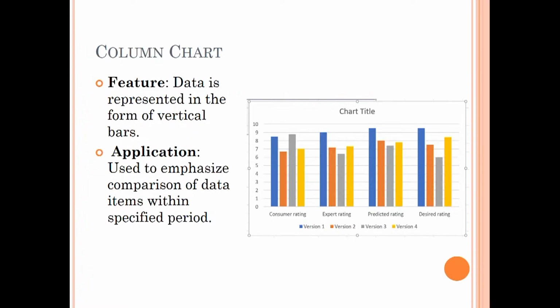The next is a column chart. So again, the feature of column chart is that the data is represented in the form of vertical bars, and the application of column chart is that it is used to emphasize comparison of data items within a specific period. In front of you on the screen, you can see an example of the column chart.